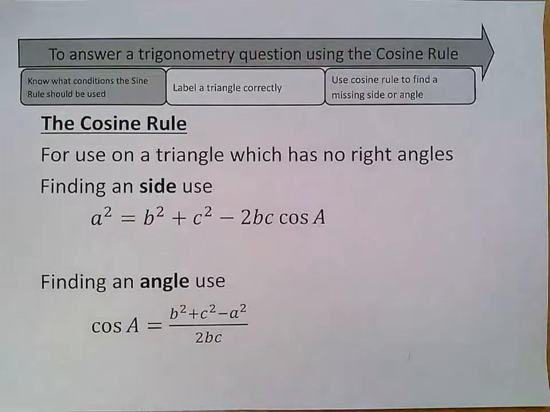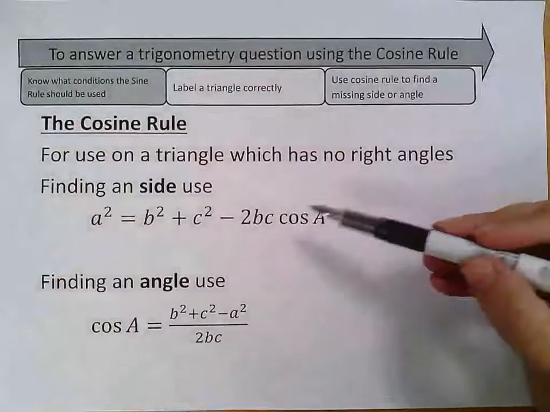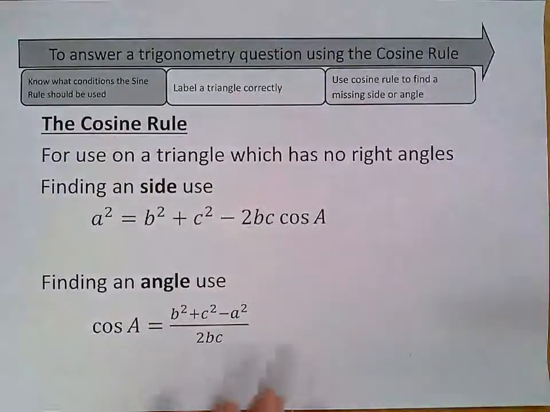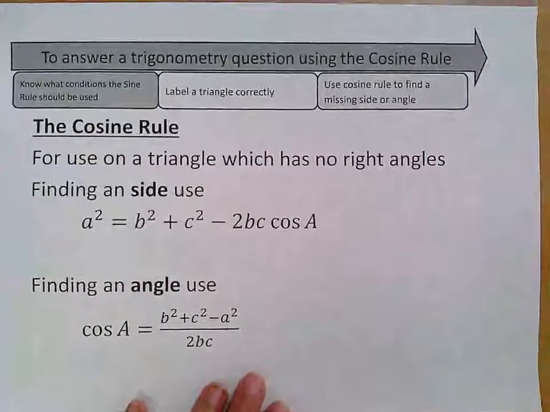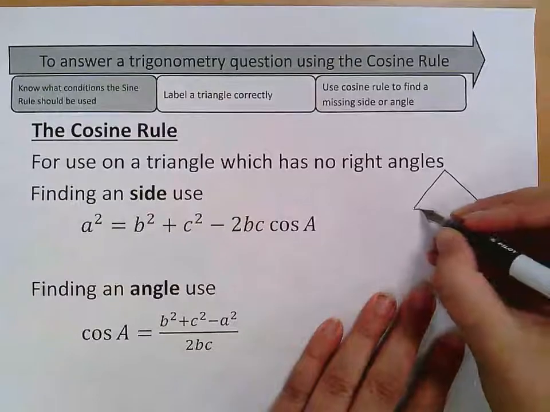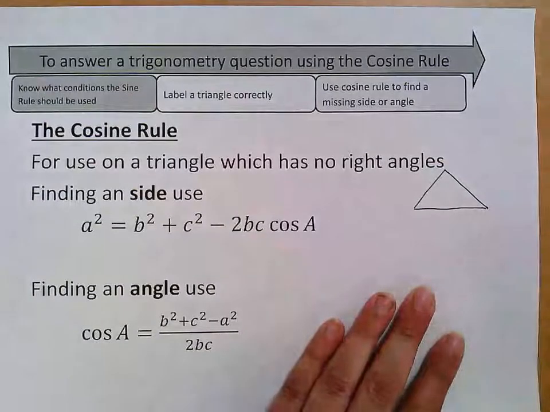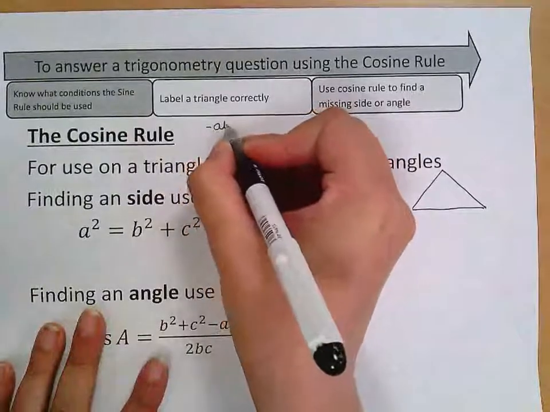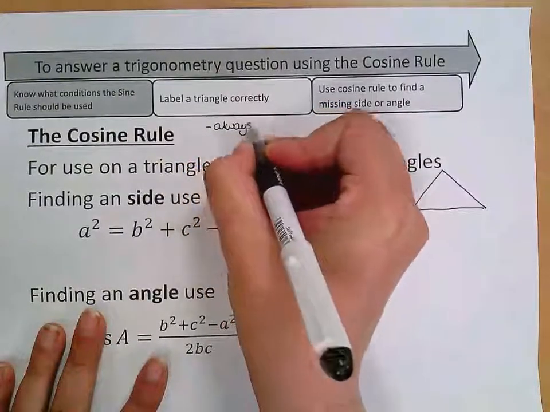In this video, I'm going to go through how to use the cosine rule to find a length and how to use the cosine rule to find an angle. If you remember, when you label a triangle for cosine rule, the first thing you should always do is label what you're looking for as A.